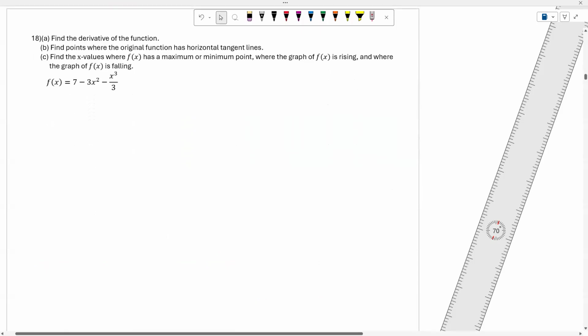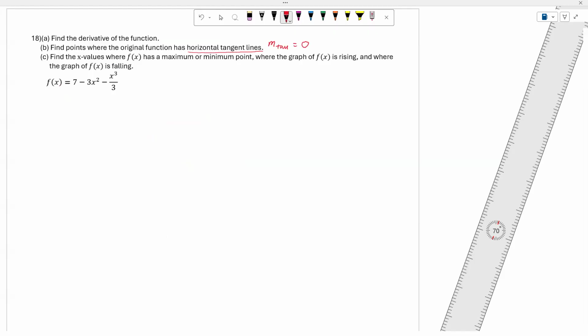Wow. Then now let us get to our last example. Now in this example, I would like to find the derivative of the function. Then I would like to find the points where the original function has horizontal tangent lines. Now remember, a horizontal tangent line means that the slope of the tangent is equal to 0. Right? This is what it means.